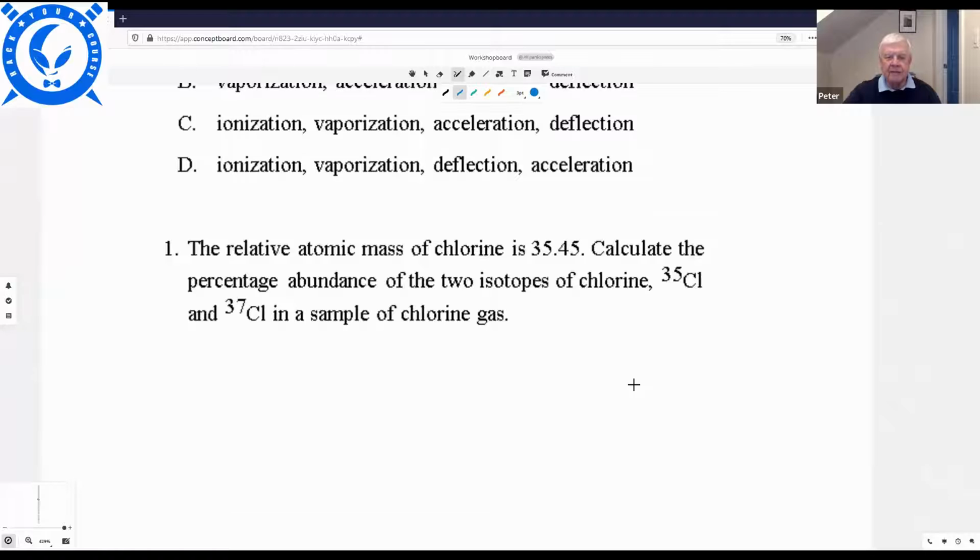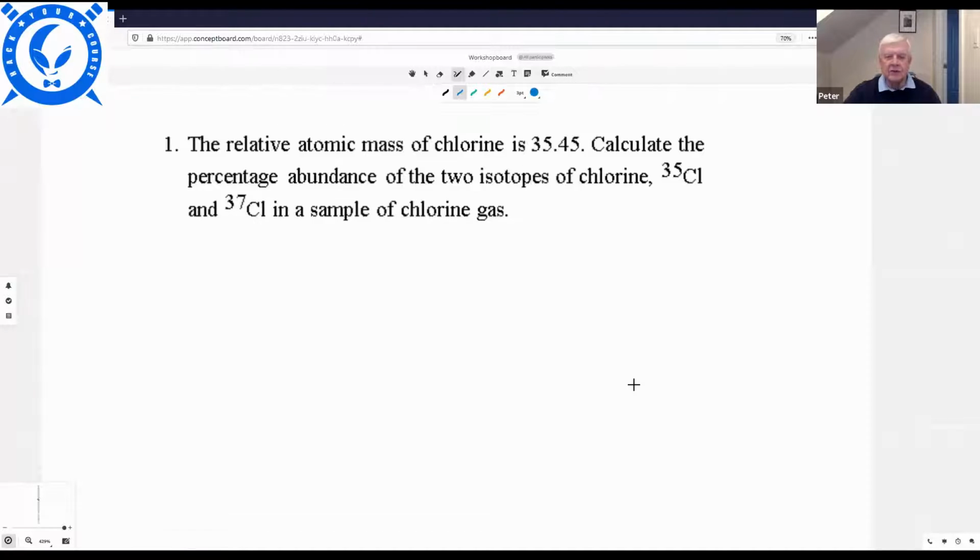So this data from the mass spectrometer can be used to calculate things, or we can reverse the process. If you look at your periodic tables, the relative atomic mass of chlorine is 35.45. And an often asked question is, okay, there are two isotopes of chlorine, chlorine 35 and chlorine 37. What must be their relative amounts in order to produce a relative atomic mass of 35.45 for the element? And you do all of these questions the same way. So in this particular case, you know that the relative atomic mass is 35.45.